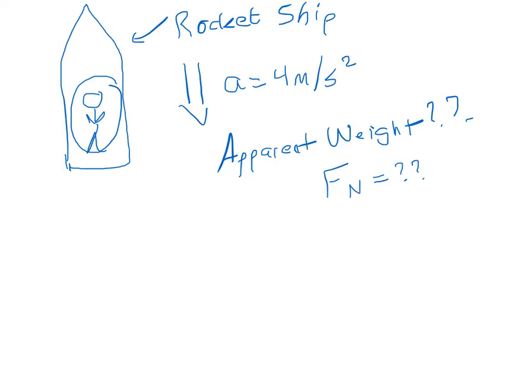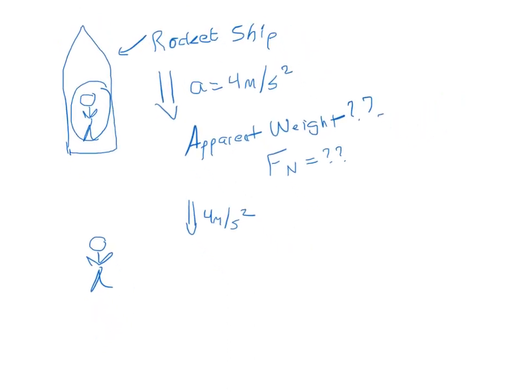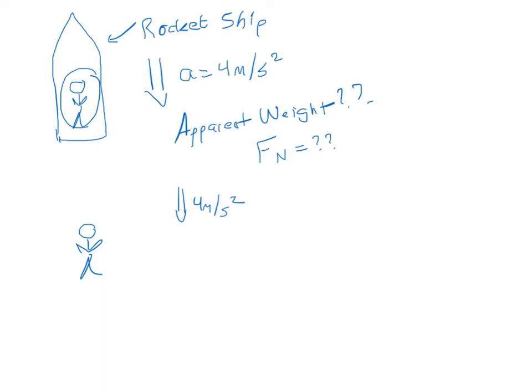So when we look at this, we look at it based on our astronaut guy. Since the ship is accelerating downwards, so is our astronaut friend. So he's going to accelerate downward at 4 meters per second squared. And then we draw all the forces acting on our astronaut. There's the force of gravity pushing him down.